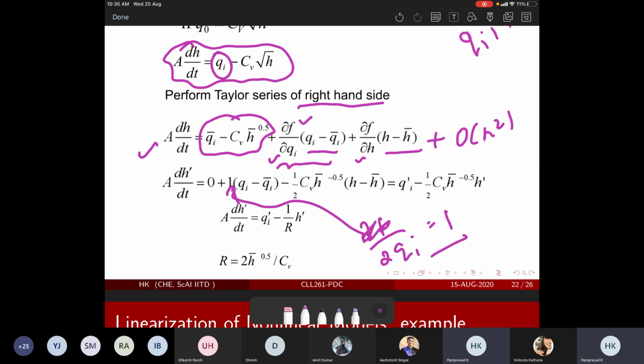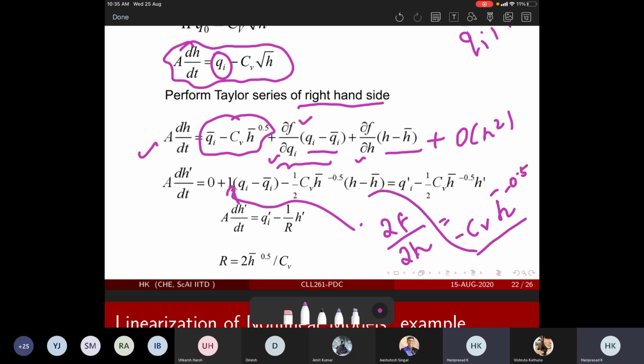And the second term is ∂f/∂h. That is a little tricky, not tricky, you will have to do a proper differentiation. So qi would go to 0, it would be minus Cv times h to the power minus 0.5 evaluated. This would be the derivative. So that's what comes in over here, h minus h bar.